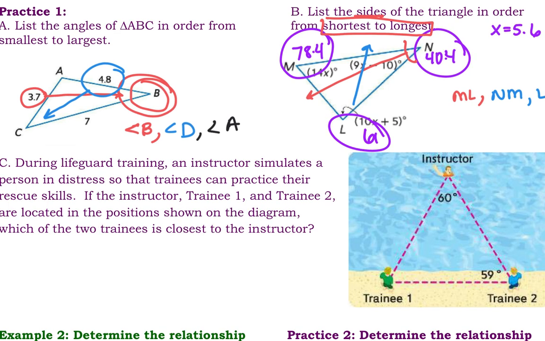All right, on C, it says, during a lifeguard training, an instructor simulates a person in distress so that the trainee can practice their rescue skills. If the instructor, trainee 1 and trainee 2, are located in the positions shown on the diagram, which of the two trainees is closest to the instructor? Be careful with this one. What did y'all have to do first?